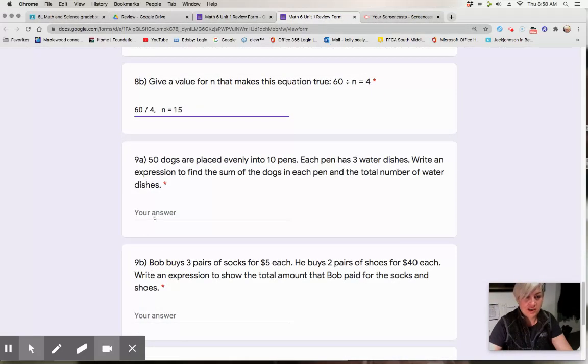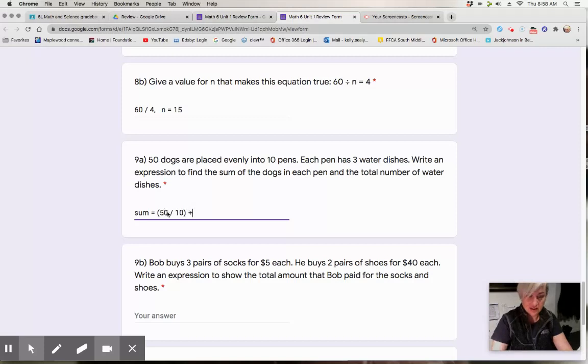Question number 9. It says 50 dogs are placed evenly into 10 pens. Each pen has 3 water dishes. Write an expression to find the sum of dogs in each pen and the total number of water dishes. So my expression is supposed to be a sum of something. First, I'm supposed to find the number of dogs in each pen. It says that 50 dogs are placed evenly into 10 pens. So to find the number of dogs in each pen, I need to go 50 divided by 10. I don't have to put the answer to that.